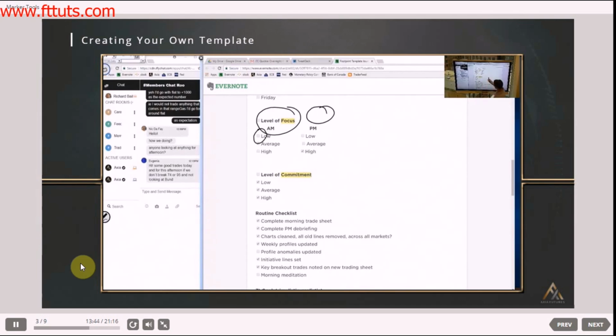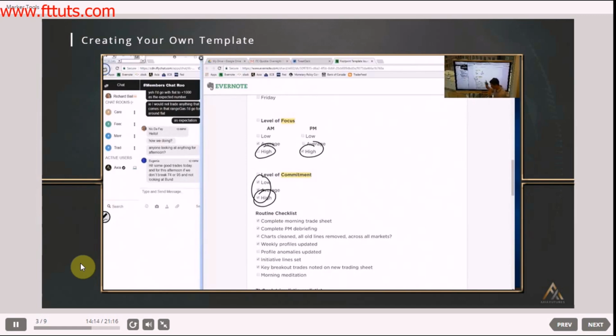And then obviously level of commitment. What I mean by it, in essence, is when I look at a trade, when I'm coming in and I'm focused 100%, am I committing to taking on what I believe is the right trade, the right strategy? So again, I list it. What is my level of commitment? Was it low, average, or high? Again, there's a high correlation. If I'm highly committed, my performance will be extremely high. My focus will probably be very high.